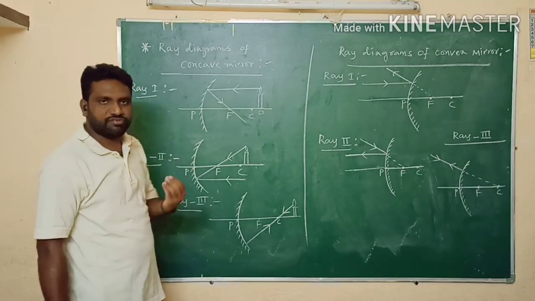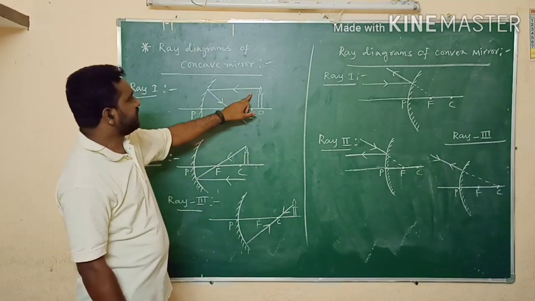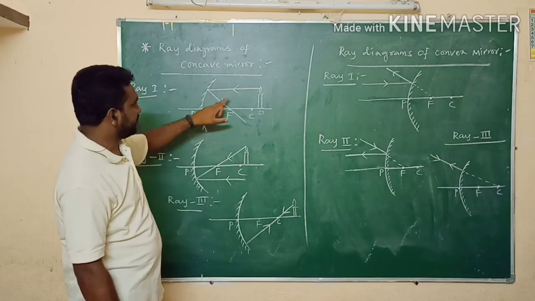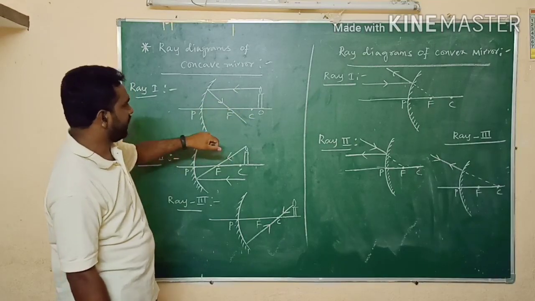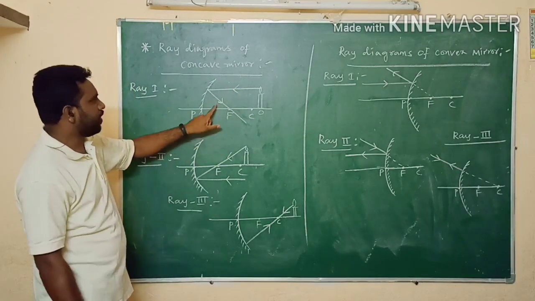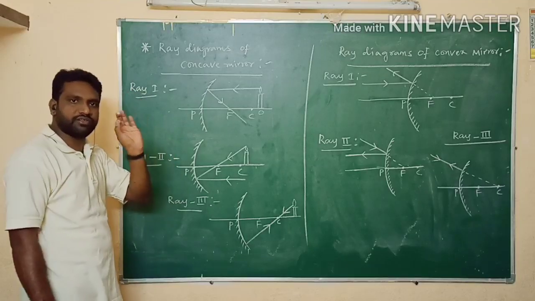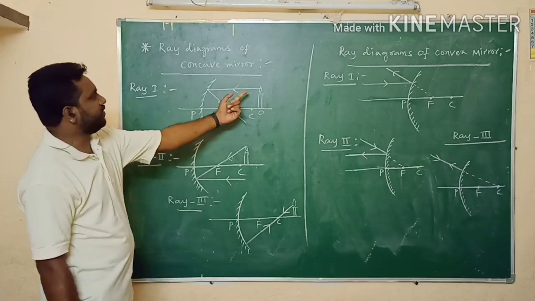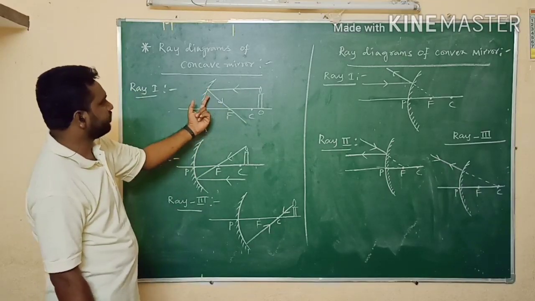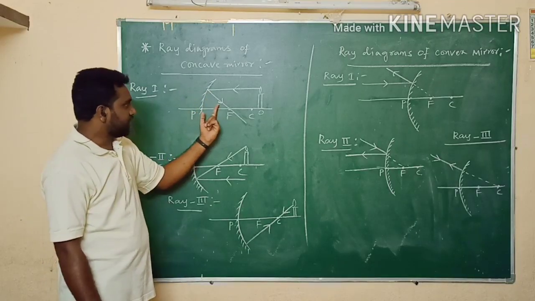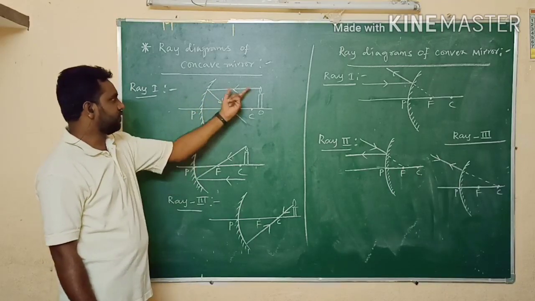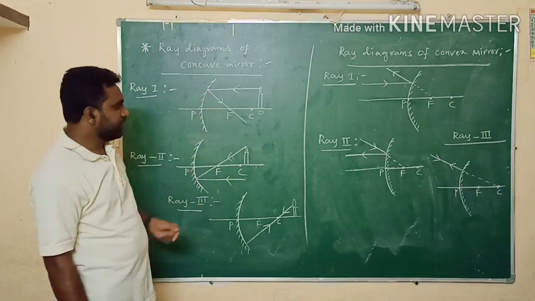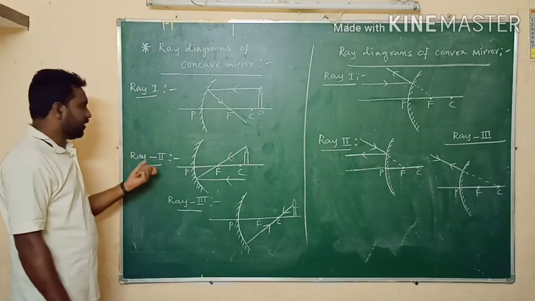So what is the first rule? If we incident the light parallel to the principal axis, the reflected ray passes through the focus. That is the first rule. It is very easy. If we incident the light ray parallel to the principal axis, after the reflection, the reflected ray passes through the focus. That is the first rule. And let us see the second rule here.